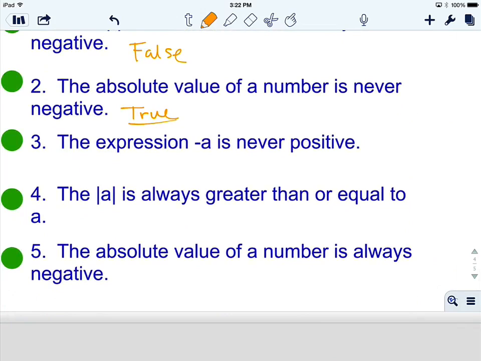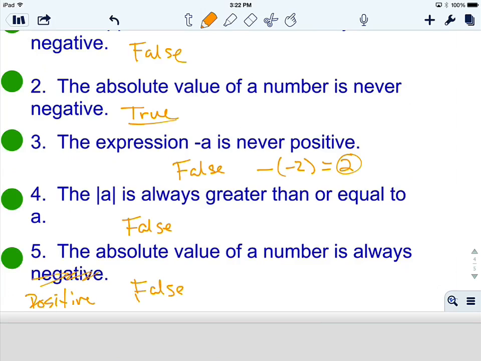The expression negative a is never positive. That's also false. Meaning if I have a negative and then a negative 2 on the inside, that comes out to be positive. Something we're going to talk about a little later. The absolute value of a is always greater than or equal to a. This one's false too. And the absolute value of a number is always negative, and of course that again is false. It's always positive. So just keep that in mind.